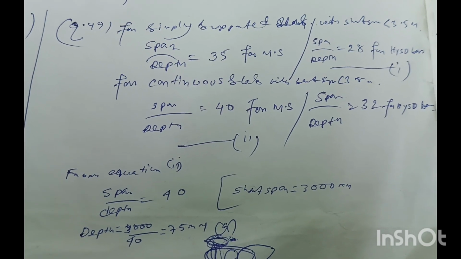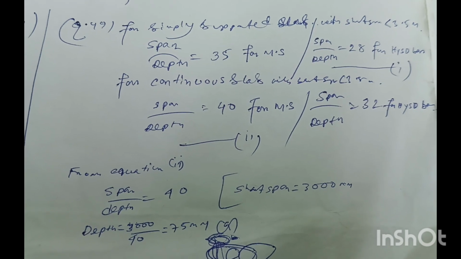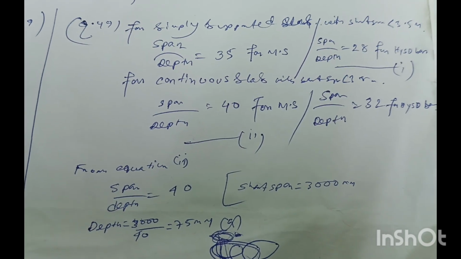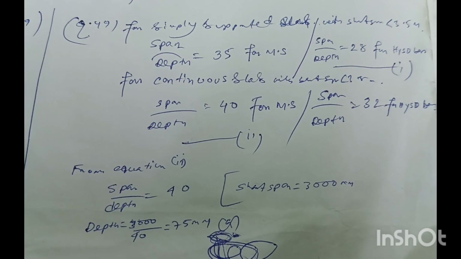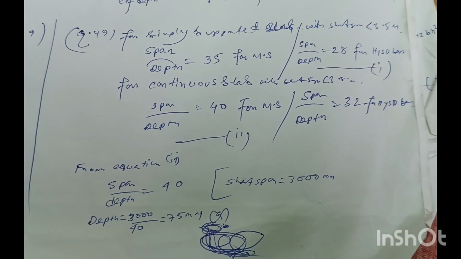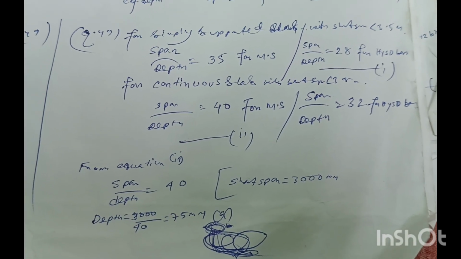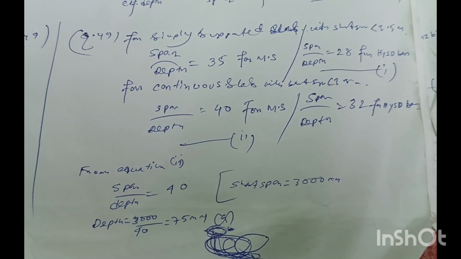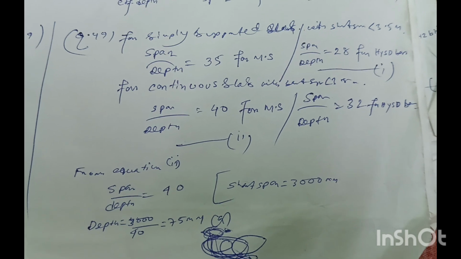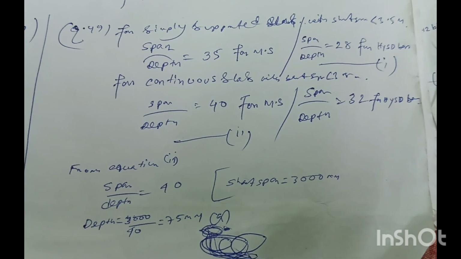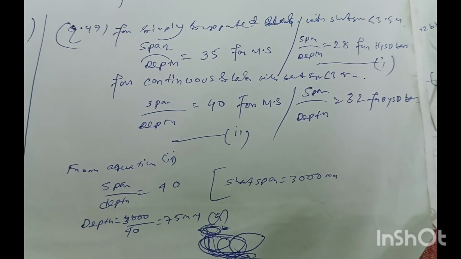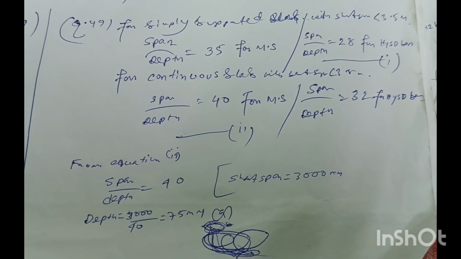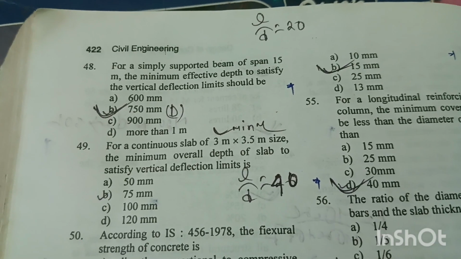So from the question we know the continuous slab of 3 into 3.5 meter dimension, so shorter span is less than 3.5 meter, and say the continuous slab is cast with mild steel reinforcement. So from equation number 2, span by depth ratio is equal to 40, and we know the shorter span value is 3000 mm or 3 meter, so the depth will be equal to 3000 divided by 40 equal to 75 mm. Option B is right answer.